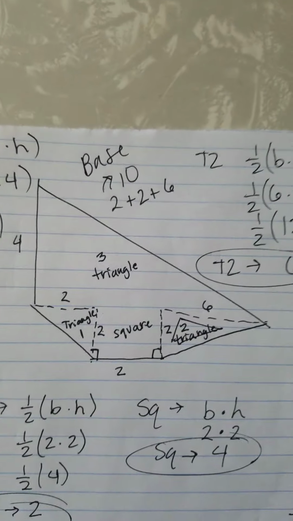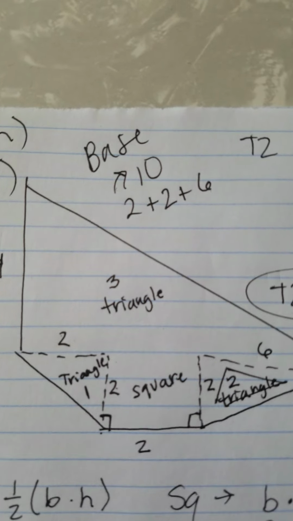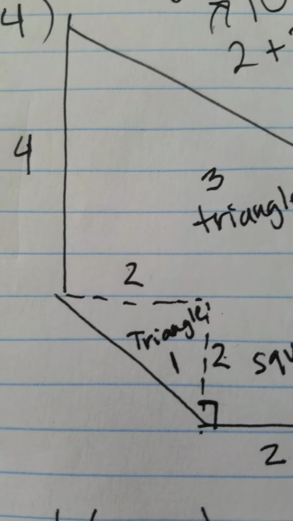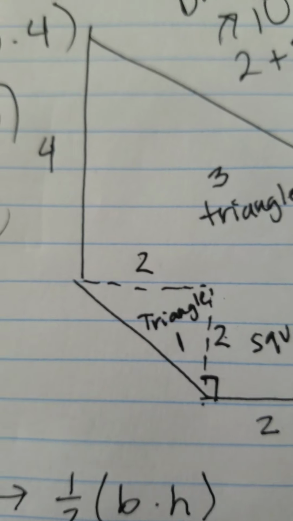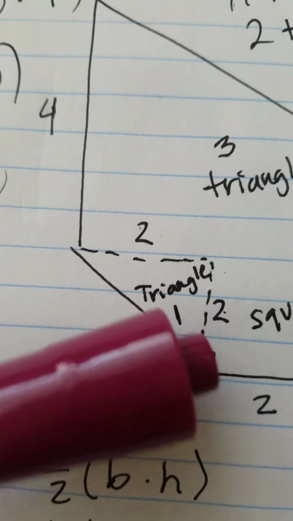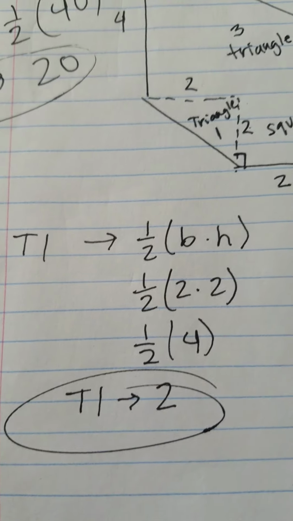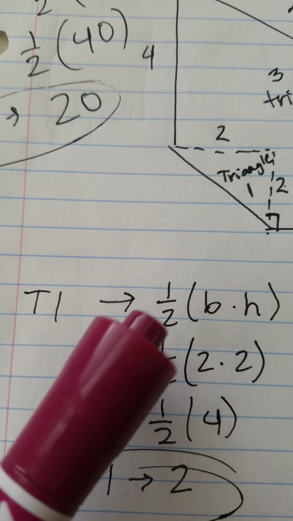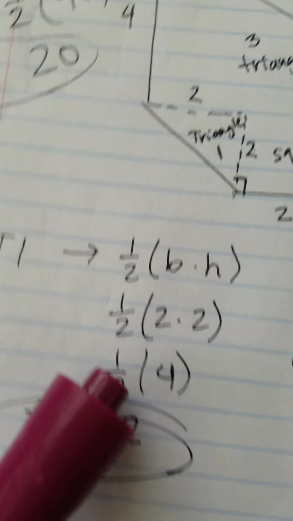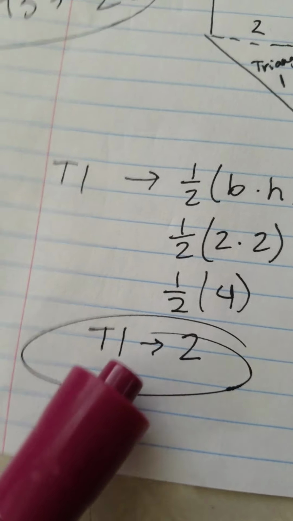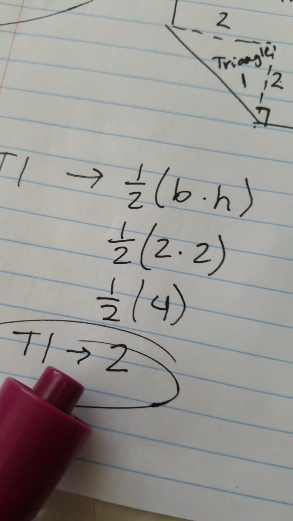So here is this work that I did to complete this. I first found what the base and height of triangle 1 was. So here was triangle 1, had a base of 2 and a height of 2. So I plugged it into the formula, because the formula for a triangle is half b times h. The base and height were both 2. 2 times 2 is 4. Half of 4 is 2. So the area of triangle 1 is 2.